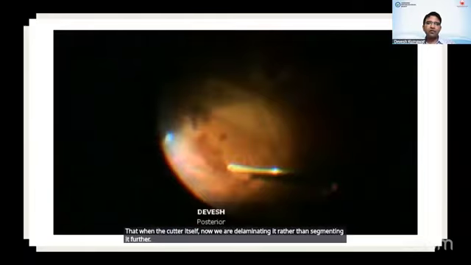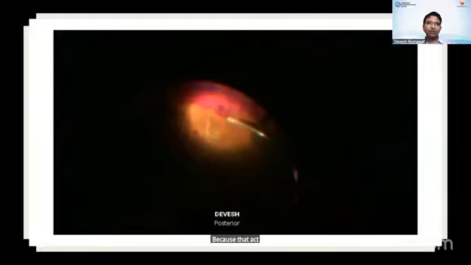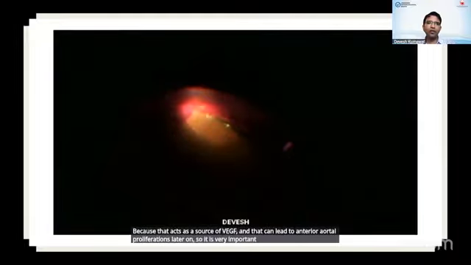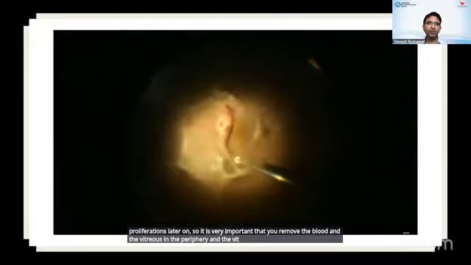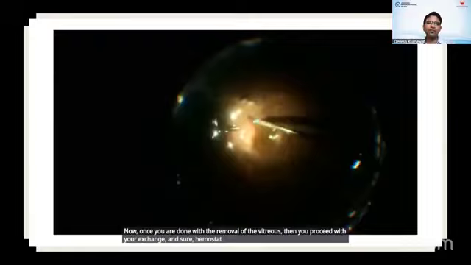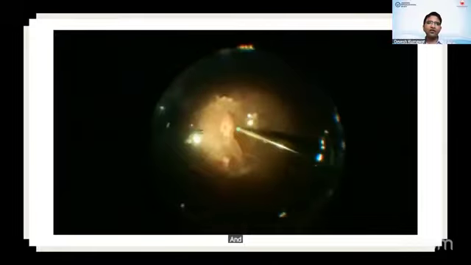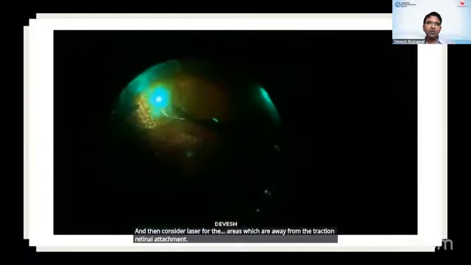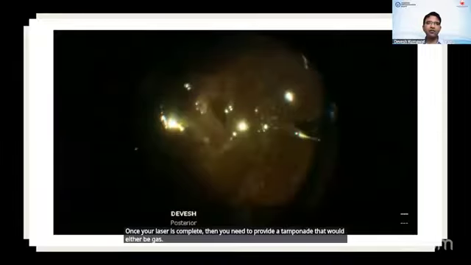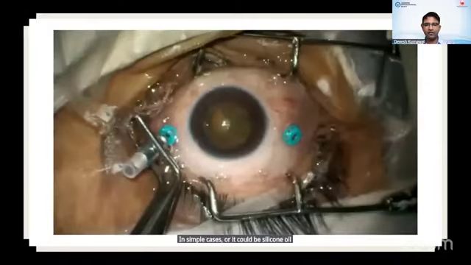When you complete the vitrectomy, a peripheral shave vitrectomy is to be done, because that acts as a source of VEGF, and that can lead to anterior hyaloidal proliferations later on. So it is very important that you remove the blood in the vitreous, in the far periphery, in the vitreous base area. Now, once you are done with the removal of the vitreous, then you proceed with your fluid exchange. Ensure hemostasis again at this step, and then consider laser for the areas which are away from the tractional retinal detachment. Once your laser is complete, then you need to provide tamponade. That could either be gas in simple cases, or silicone oil in complex cases.